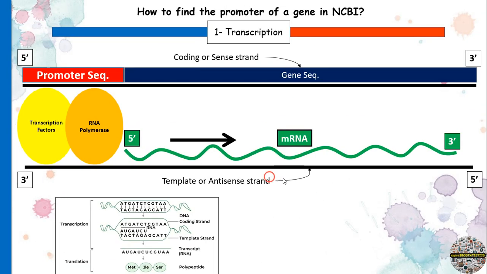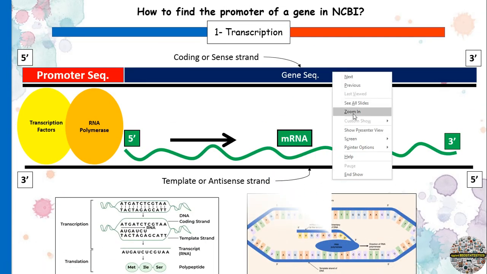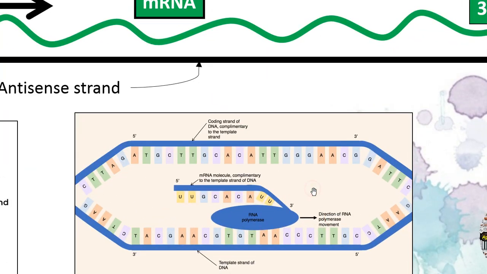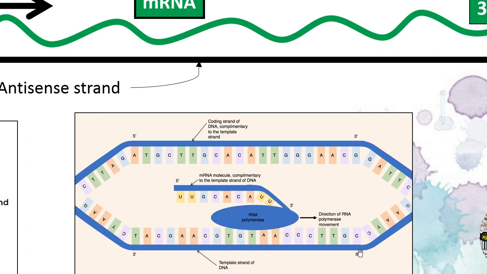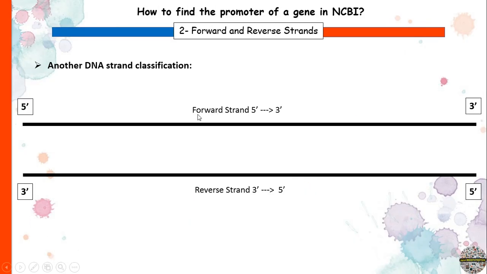And we can take a look at another example here. As you can see, this is 5' to 3', our coding strand or gene, and this is our template strand, and RNA polymerase is making the mRNA from 3' to 5' based on the template strand. So there is another DNA strand classification.